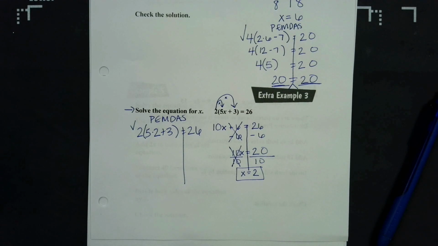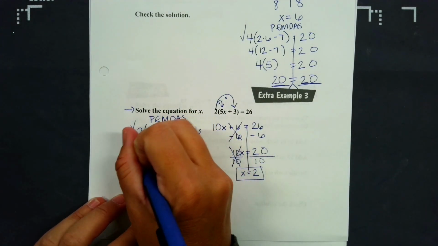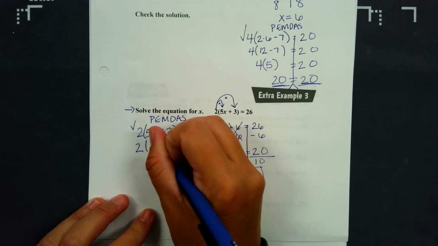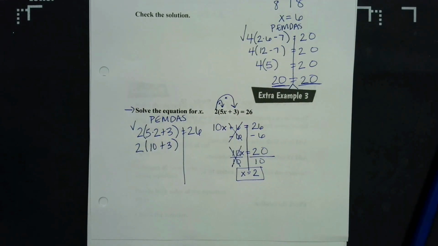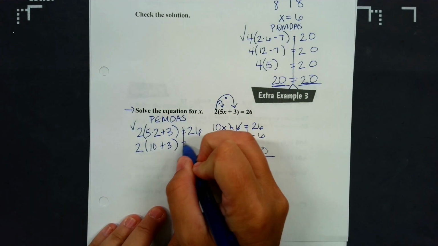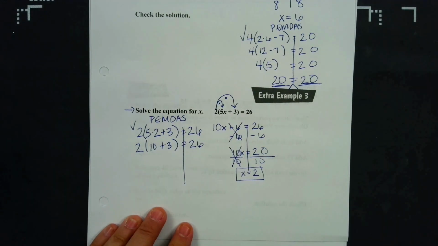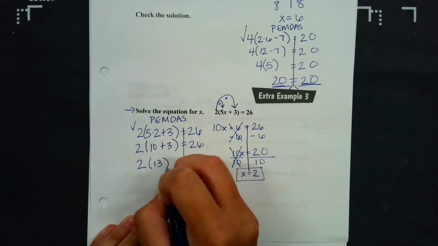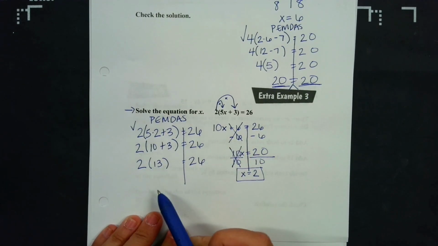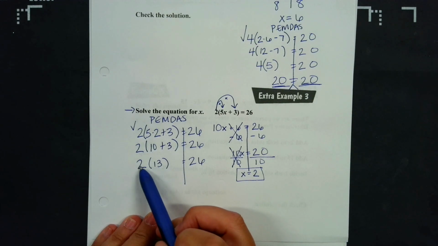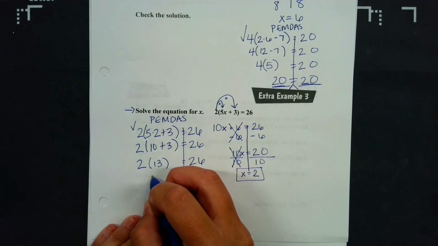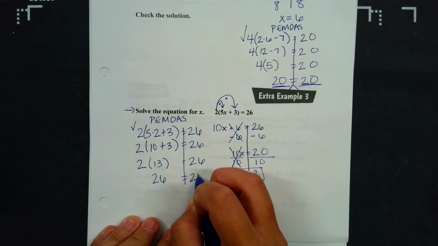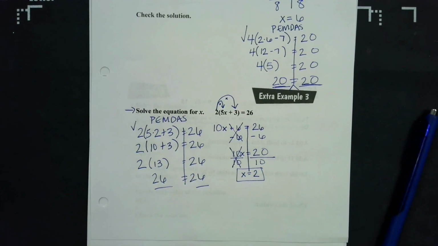So what should I do first? Okay, inside the parentheses, what should I do first? Which gives me 10. Okay. Do I still have parentheses? All right. So what is 10 plus 3? 13. And 13 times 2 gives you? 26. So notice I proved that both sides equal each other.